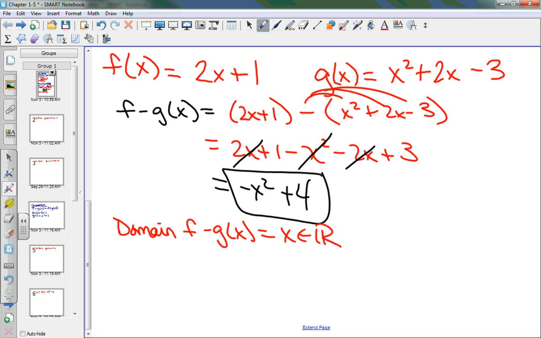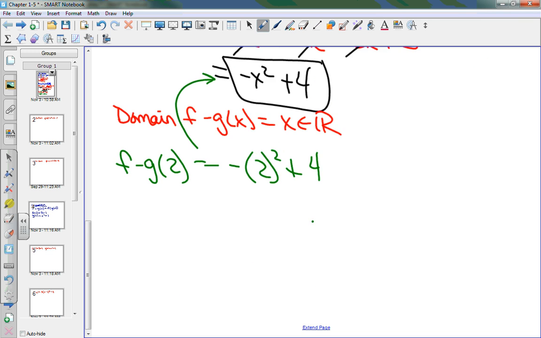Okay, well now I'm going to take this a step further. And now I'm going to say, well, what is f minus g at 2? Did you see that before it was x, now it's 2? So what am I going to do? I'm going to plug in a 2, and I can go right from here. I can take a negative times 2 squared plus 4. And what is 2 squared? 4, but that negative hangs out. So what's negative 4 plus 4? 0. So what you're telling me is f minus g at 2 is the value 0.